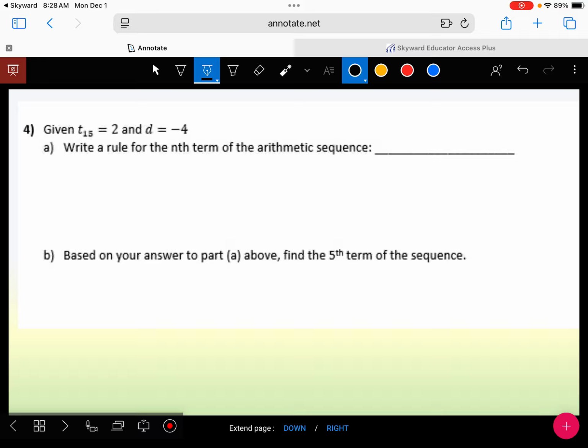All right, so now let's look at 4. Now, this is always the tricky question on the quest because it says write the rule. And what are the 2 things that you need in order to write a rule? Let's go back to the first page.